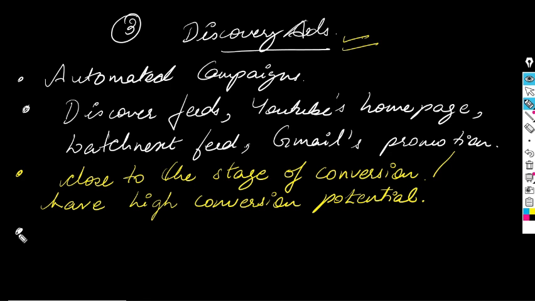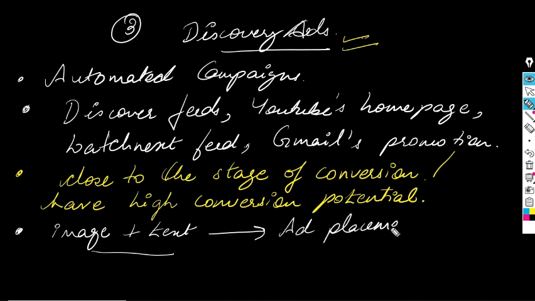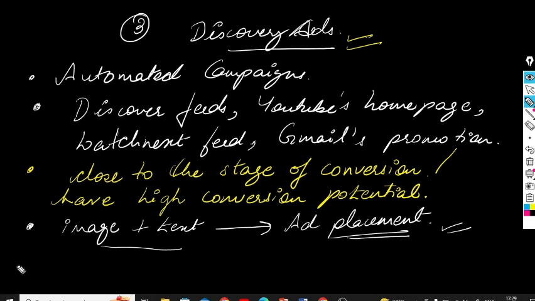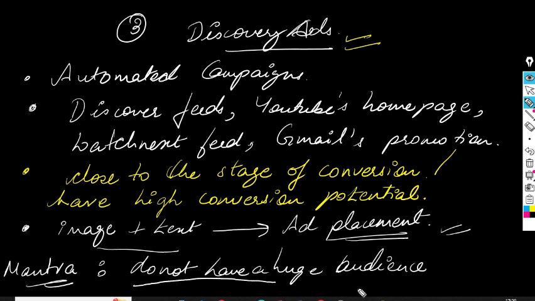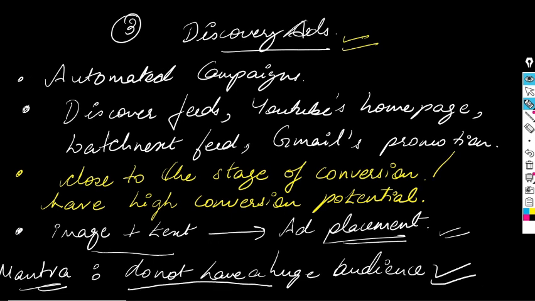So what is automated over here? Here we are basically providing the image and the text at our end. And finally, the ad placement, on which feed it is going to appear, is taken care of by Google itself. So if we talk of the mantra over here, when can you use this kind of advertisement? If you do not have a huge audience, you can choose the discovery ad campaign, because in this case the automated version of it is going to help you.